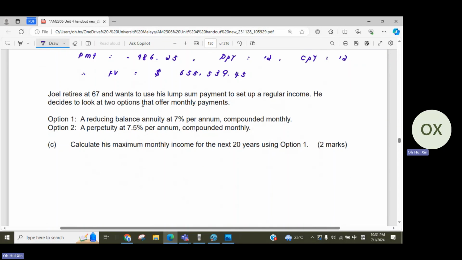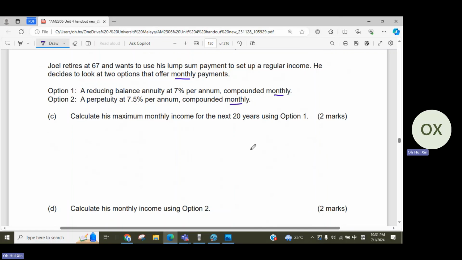Okay, so he decides to look at 2 options that offer monthly payment. So the PPY is 12. Option 1 is the reducing balance annuity at 7.5% per annum compounded monthly, and option 2 is a perpetuity compounded monthly. So part C: calculate his maximum monthly income for the next 20 years using option 1. So we are finding the PMT, and supposedly that should generate him income for 20 years. So the N is 20 multiplied by 12. We're doing the income monthly.